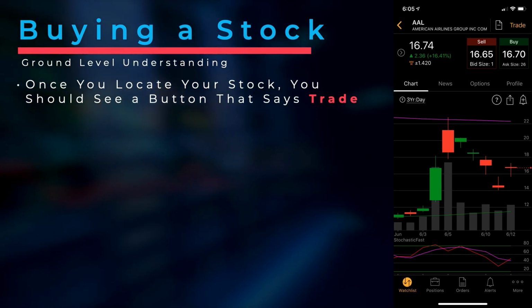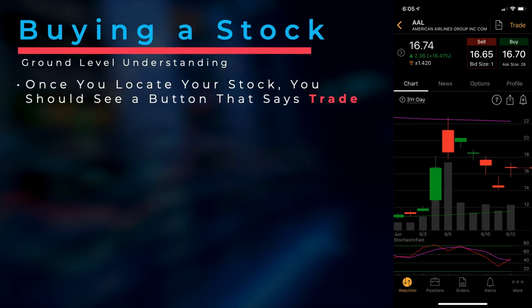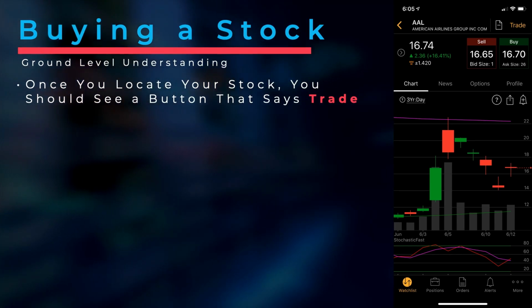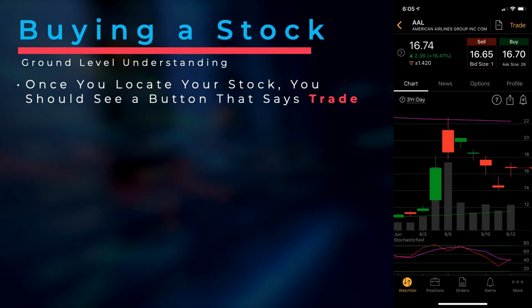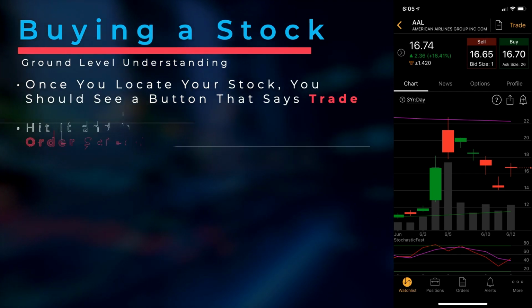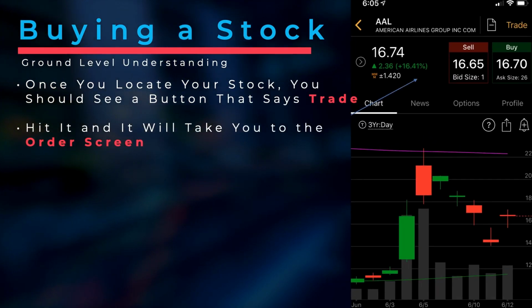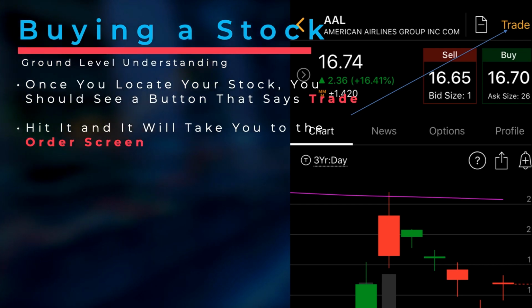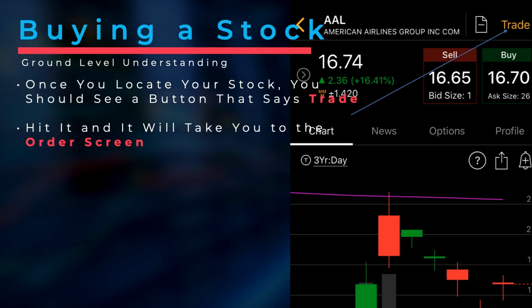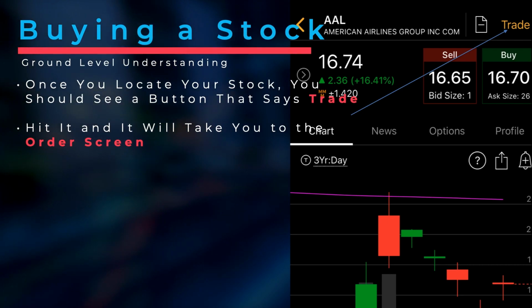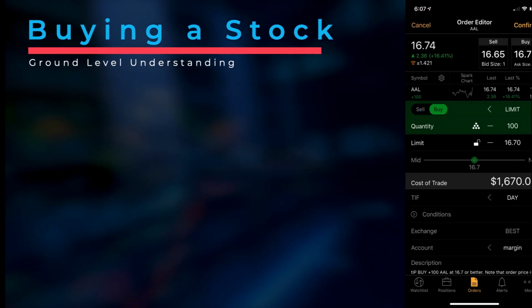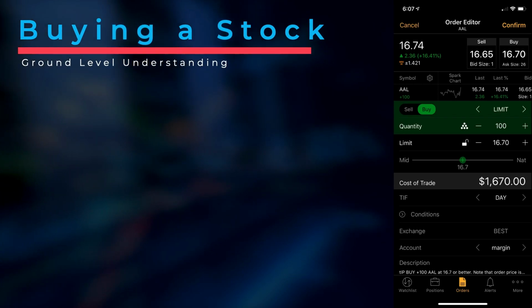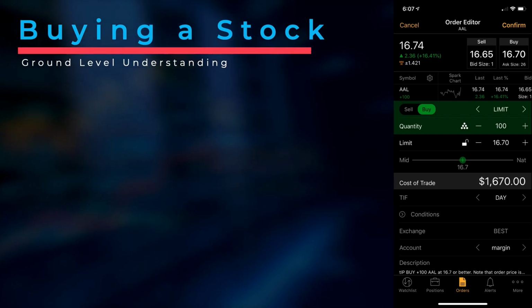It may also say buy and sell. On this particular screen, it has both, but you want to locate trade and go ahead and hit that trade button. And then once you do, it's going to take you over to the order sheet or the order screen, as you can see here. So this is the order editor.